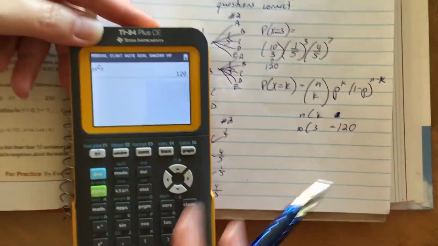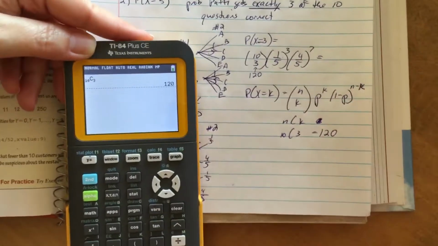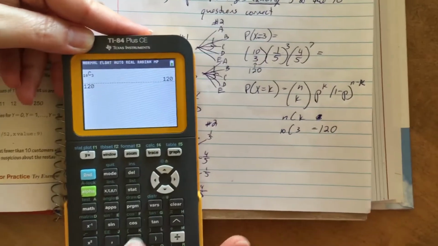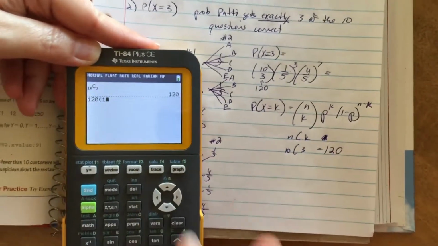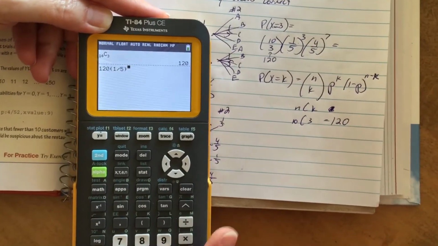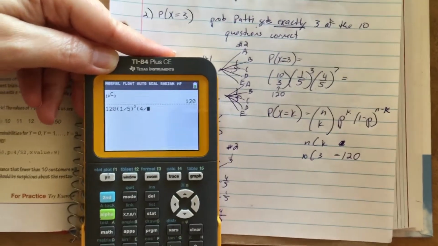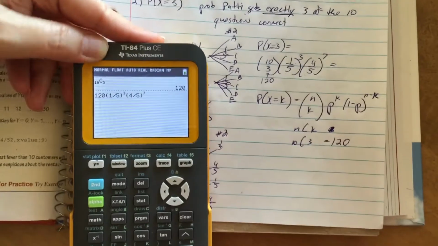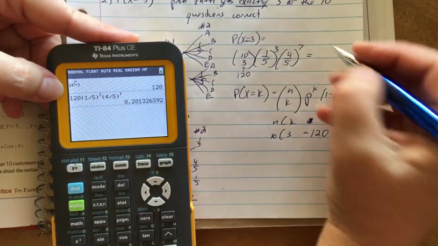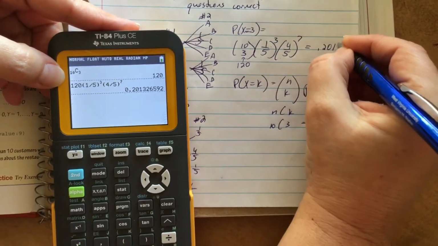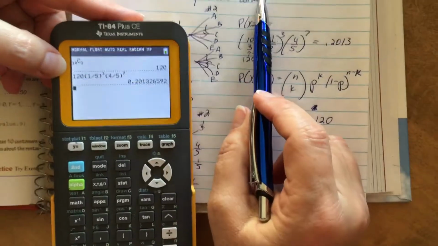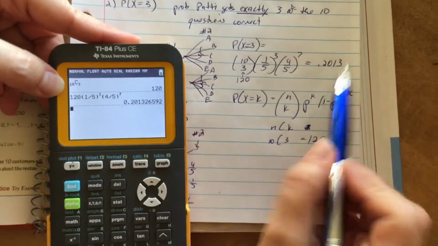But we're not going to go through all this. I am going to calculate this because I'm just curious. I want to show you that it works. So there are my 3 successes and my 7 failures down my 120 branches. So the probability that she gets exactly 3 out of 10 is about 20%.